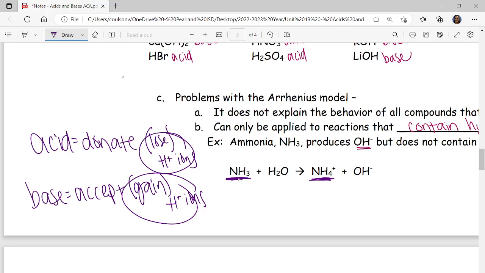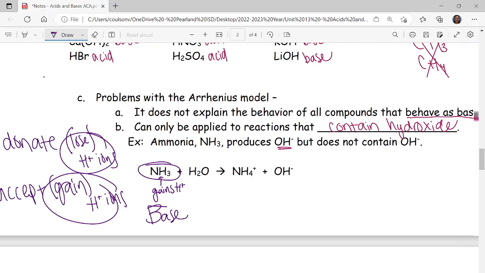So to get from this, my reactant, to my product, did it gain? It gained, right? It had to gain. So this thing gains a hydrogen ion. Based on our definitions, what would that make this? What type of thing gains a hydrogen ion? A base. So this would be considered my base.